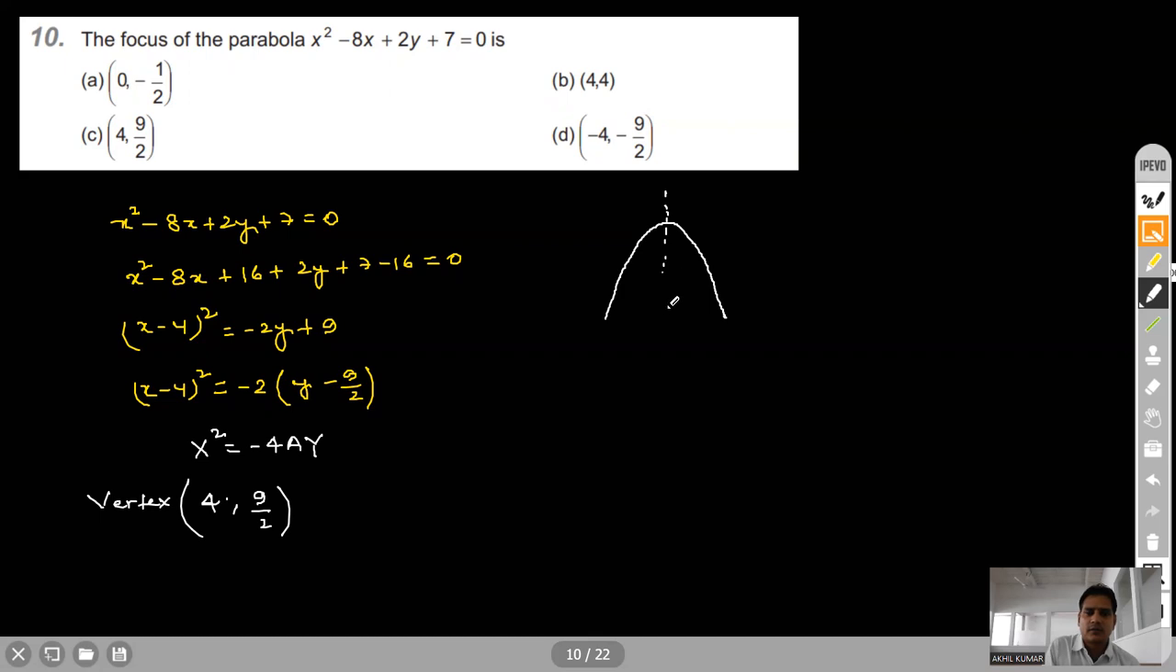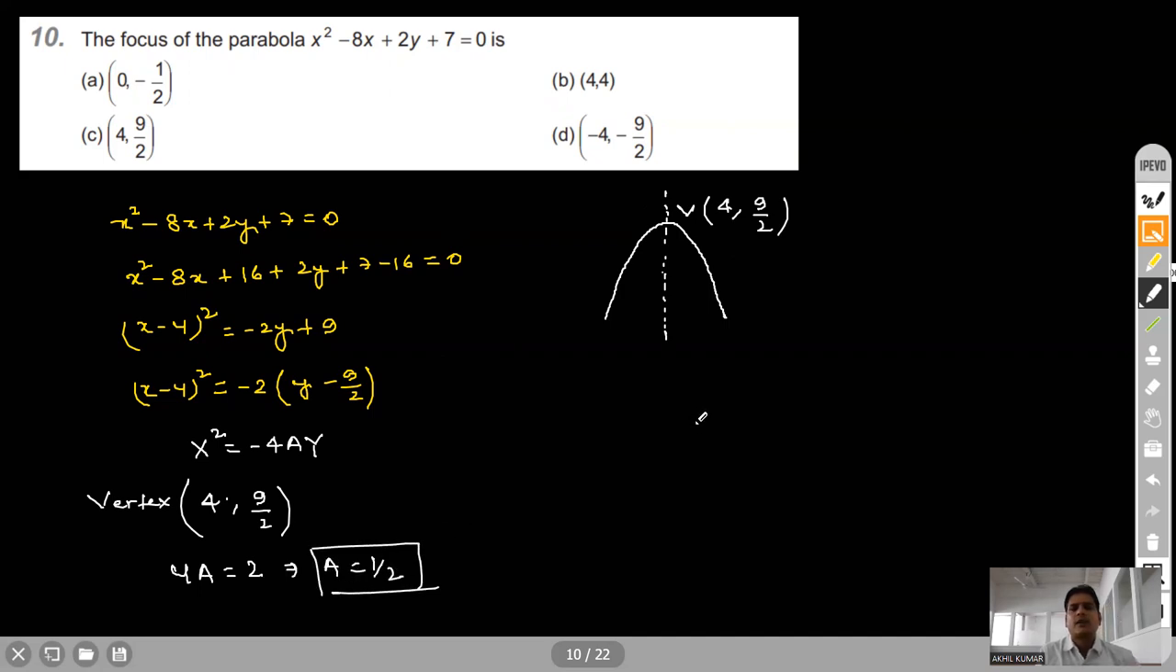So we got the coordinates of the vertex, but we need to find the focus, right? So the vertex is basically 4 comma 9 by 2. Okay, we can do one thing. From here, we can find the value of a also. So this 4a is equal to 2. So what will be a? a will be equal to 1 by 2.